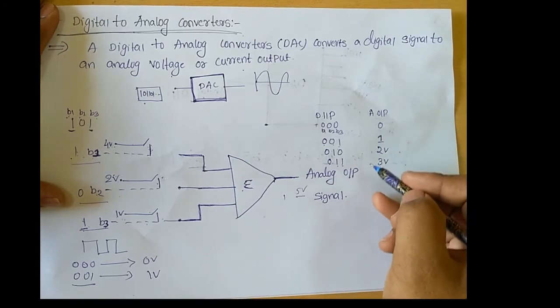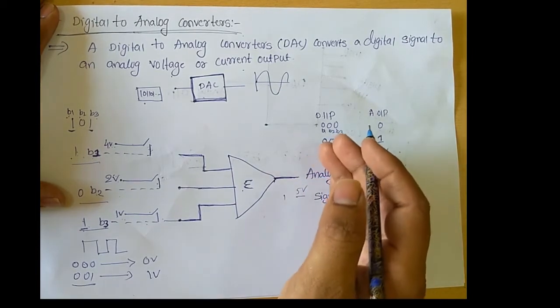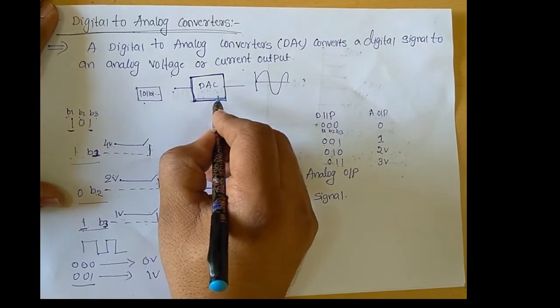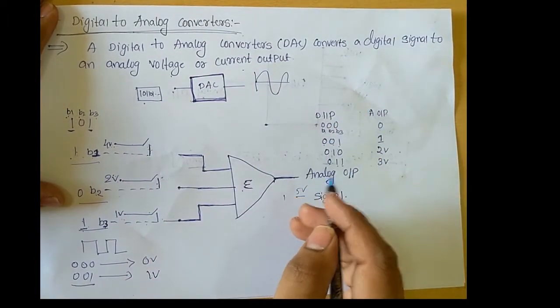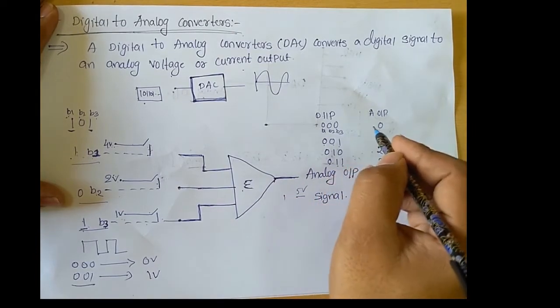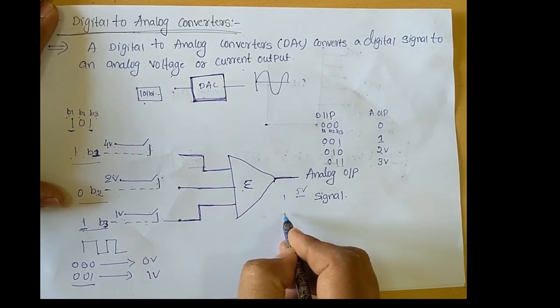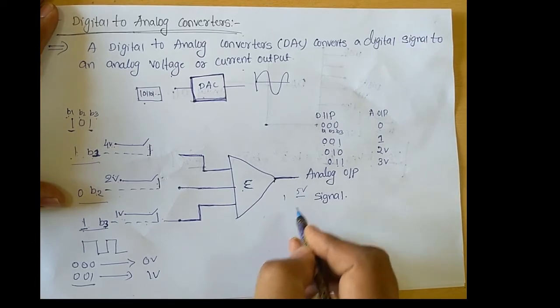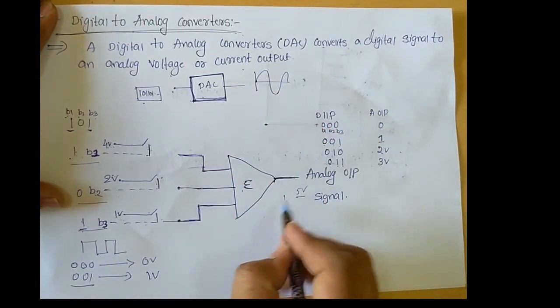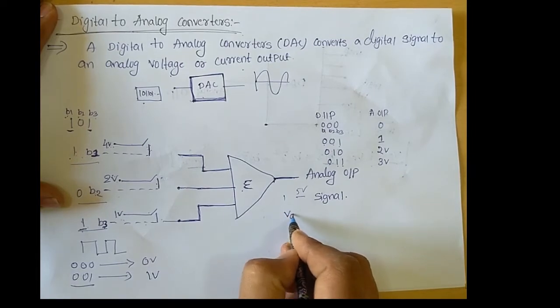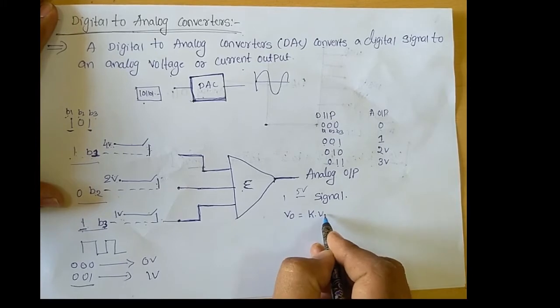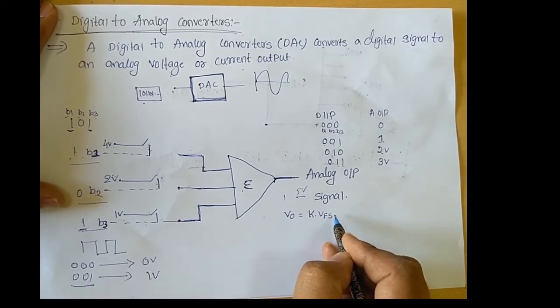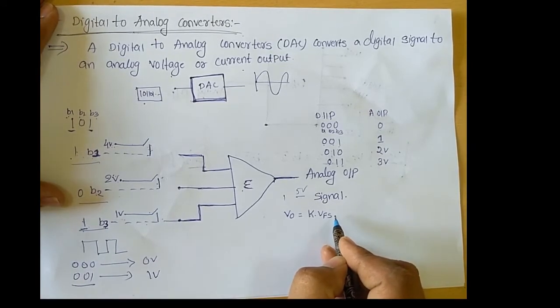Okay, so in this way we will get the digital bits as input of this digital to analog converter, and this converter provides the output in analog form. With respect to these conversions, we can derive the mathematical expression of this digital to analog converter, that is, the output of this circuit V naught equal to K into VFS, meaning the full scale voltage. This full scale voltage is also called the reference voltage.